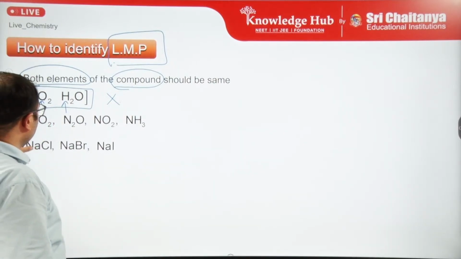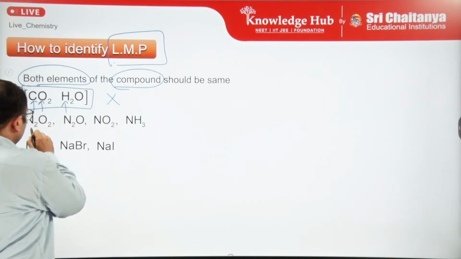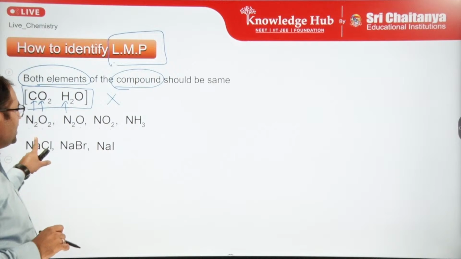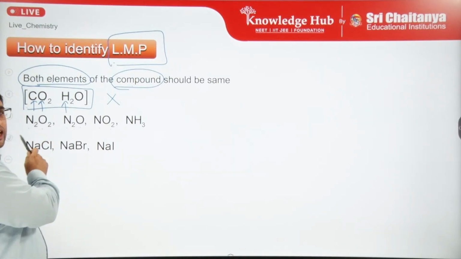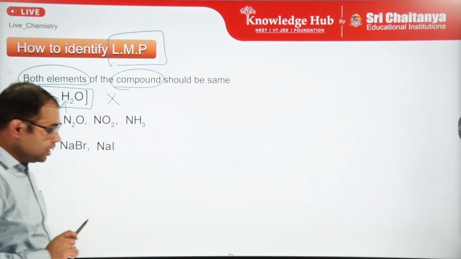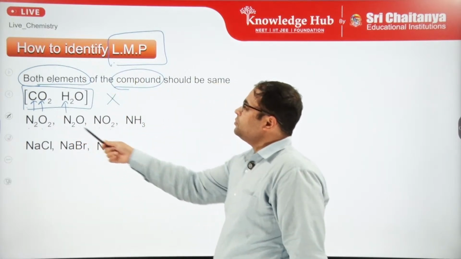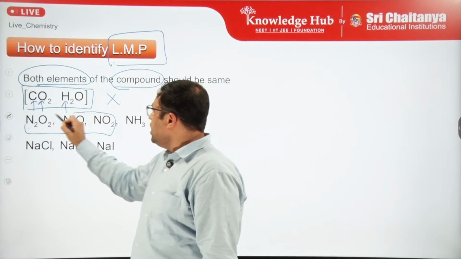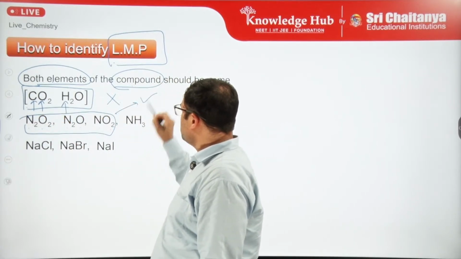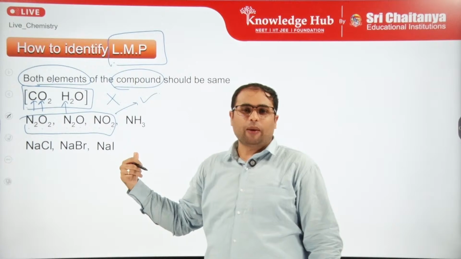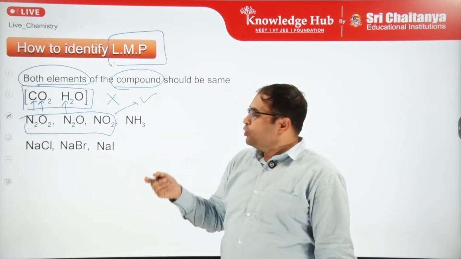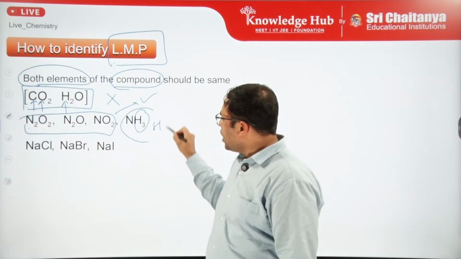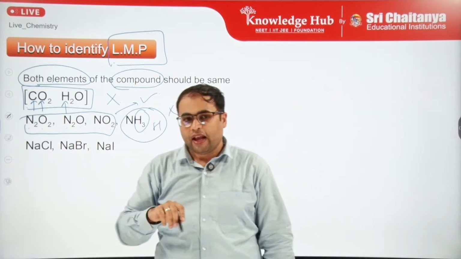Now here in this example, you can see both of the elements are common in these three compounds. In these three compounds, both elements are common, right? So the law of multiple proportions is valid only in these. But as you move to the fourth compound, you have introduced another element which is hydrogen, and hydrogen is not present in these. So ammonia does not follow this law.